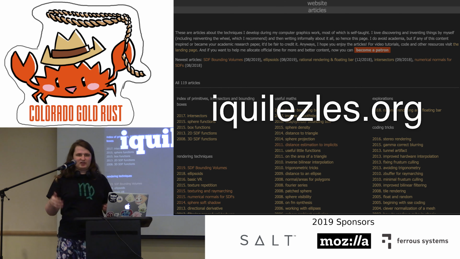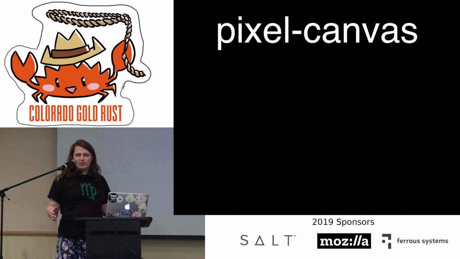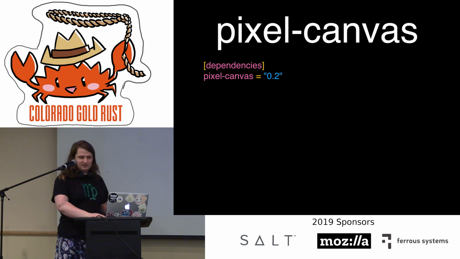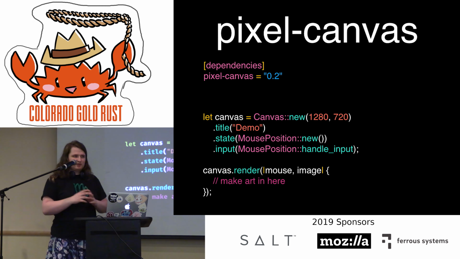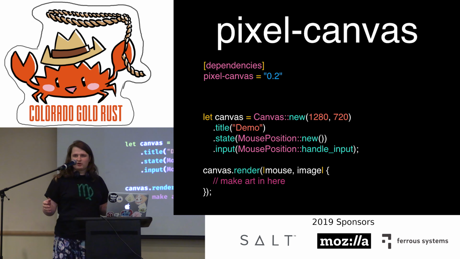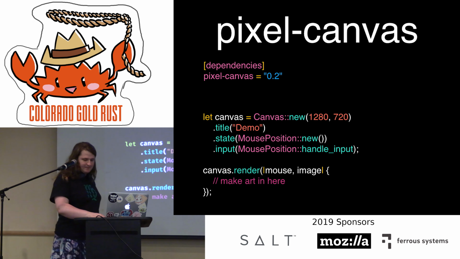But I had to do lots of things from scratch and set it up every time. So for this talk, I tried to create pixel canvas, which you can just use and very simply declare, like, make me a window that I'm going to draw in, and let me mess with this image and make a piece of art just without having to deal with all the windowing and setup for different platforms.